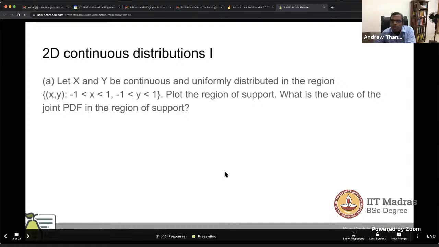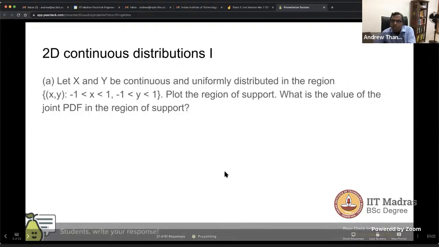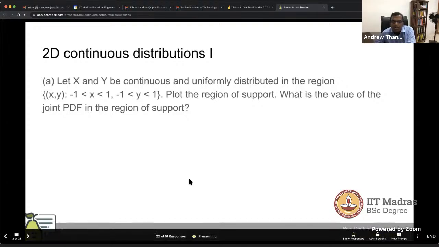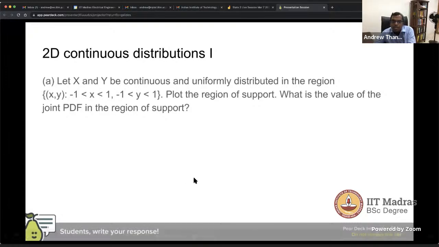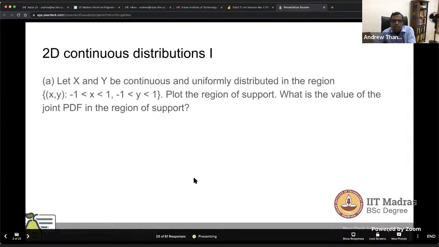I see about 21 responses. So let me give just one more minute. It's a relatively simple question. It's just a very basic calculation. People are... There's no need to do any complicated integration here, but though you're just used to that kind of solving, you may be doing all that.